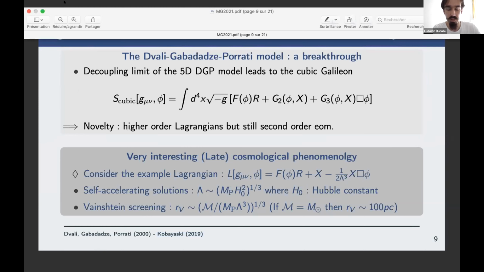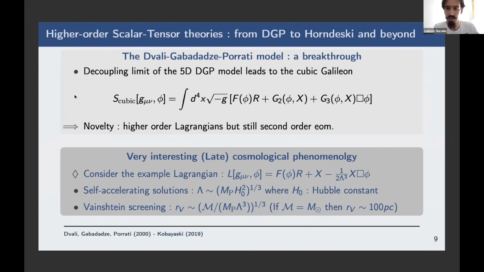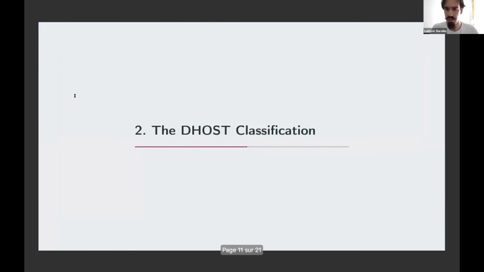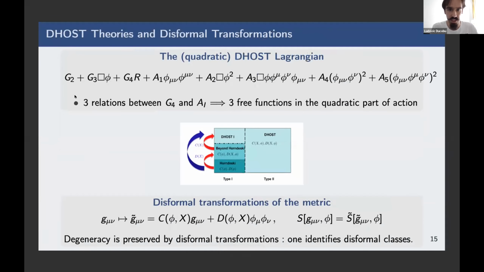So about those theories, on your slide 15, you explained that there were two types of those theories, and that the type that was interesting could be related to Horndeski gravity up to these disformal transformations. And so, does this mean that all the interesting or non-pathological theories are actually equivalent to Horndeski, or is it probably more subtle than that?